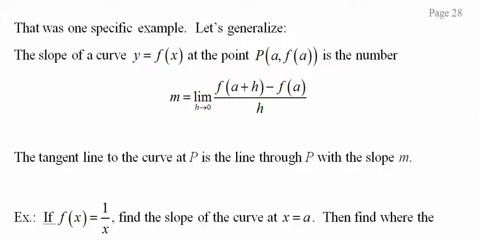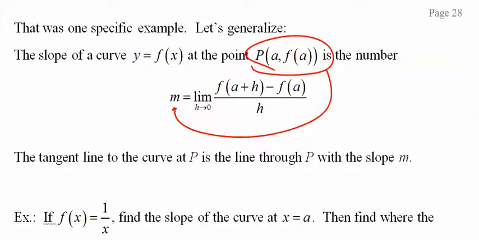The slope of any line at a point, instantaneous slope, is this limit as h goes to 0 of f of a plus h minus f of a all over h. And the tangent line is the line that goes through P with the slope m. So at this point with this slope, we can just go real quick and write it as point slope, which I will very soon do.